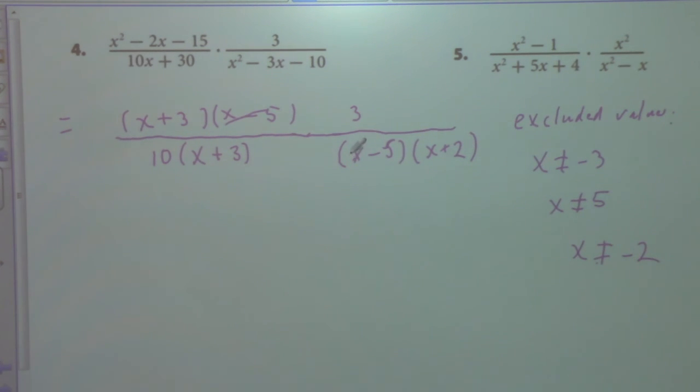Okay, so these cancel out, Bryce, is that what you're saying? Uh-huh. Anything else you can cancel out? The x plus 3. So what is our simplified answer? 3 over 10x plus 2. So that would be our answer, but the excluded values.